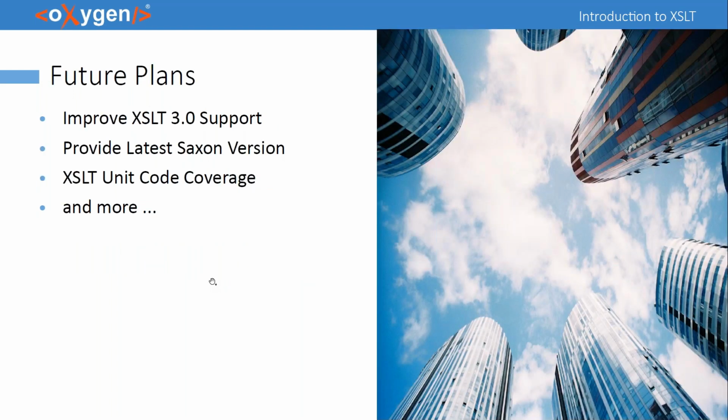We have also a lot of future plans for XSLT. We want to improve the 3.0 support. We want to update the Saxon in Oxygen. We always want to have the latest Saxon version. We want to have XSLT unit coverage. We want to provide more quick fixes and more Schematron rules for style sheets.